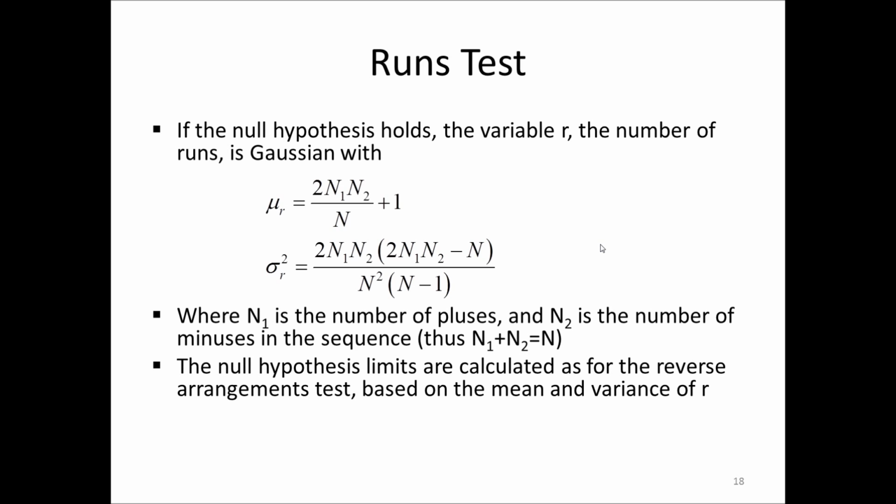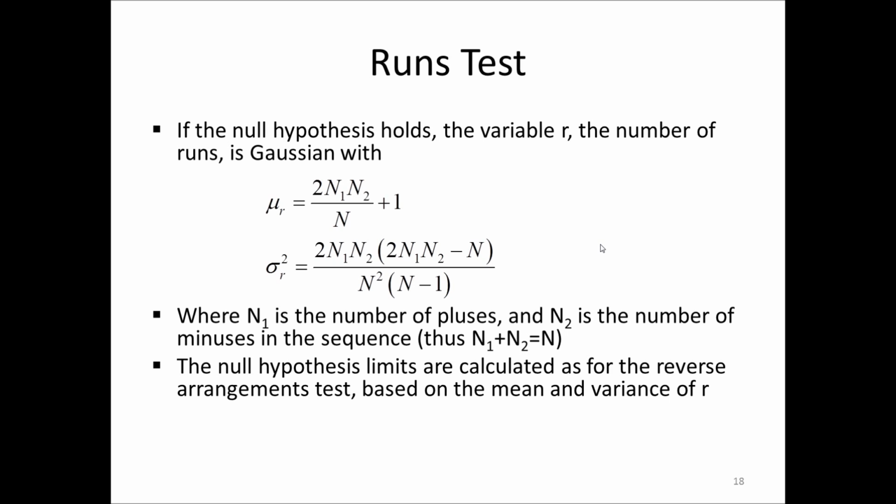Now, if the null hypothesis holds, if data are stationary, this variable R, the number of runs, will turn out to be a Gaussian variable with mean and variance as shown in the equations here. N1 and N2 are the numbers of pluses and minuses respectively, and thus N1 plus N2 equals the N that is used here. Furthermore, the null hypothesis limits are calculated as for the reverse arrangements test, just using the mean and standard deviation obtained by these equations instead.